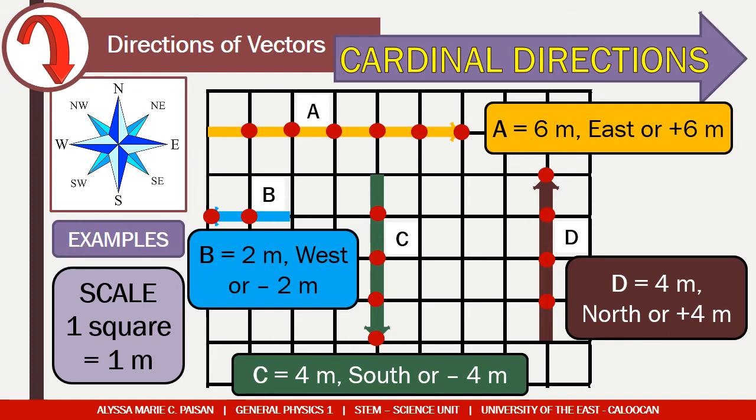So remember again, let me just emphasize that the positive and negative sign only tell you the direction. Meaning, negative 4 is not less than positive 4. They are equal in magnitude, but they are going in opposite directions. That's the meaning of the positive and the negative sign.